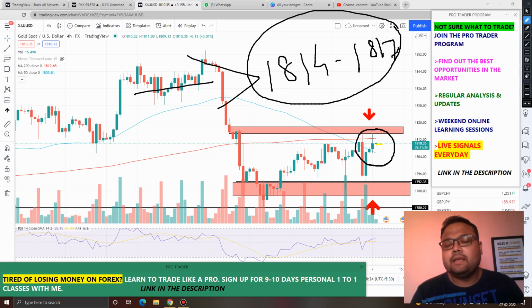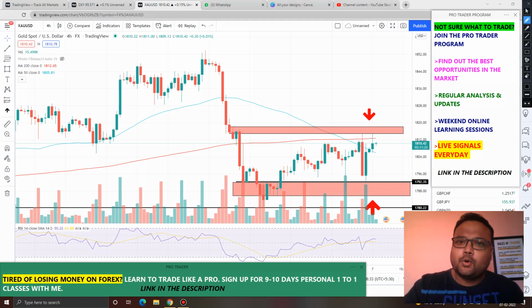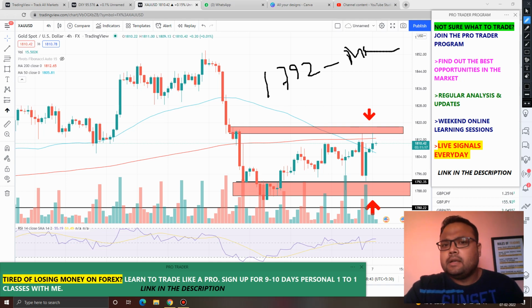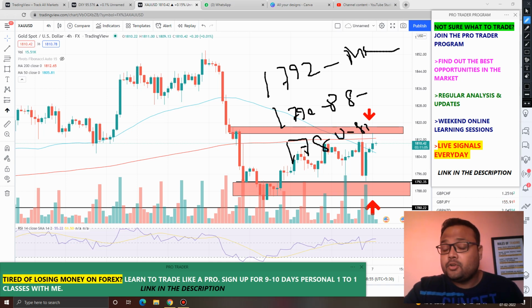If the market goes up and we see selling pressure at this particular level, we can take a sell position again. On the other hand, the support levels on gold are still the same. 1792 is a minor support for the market. Then we have 1790 to 1788 as a good support. Then we have the ultimate support at 1780 to 1781. And to be honest, this is a full support zone for the market.